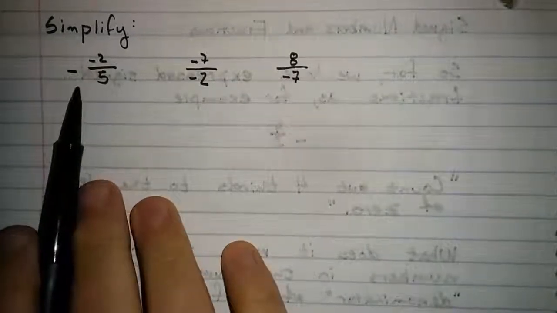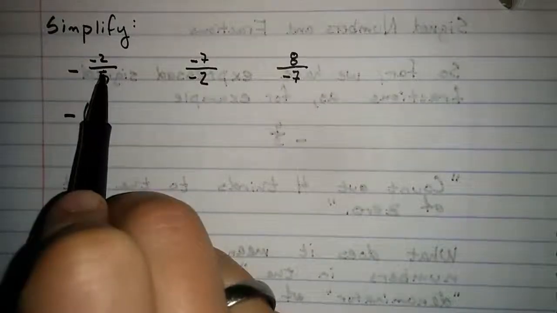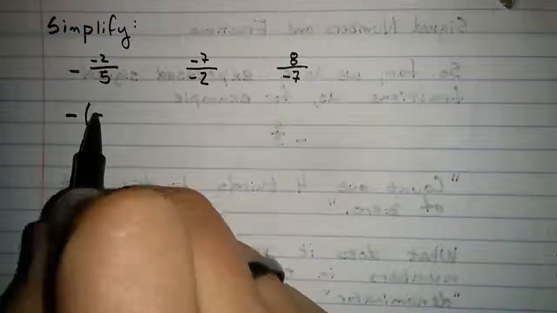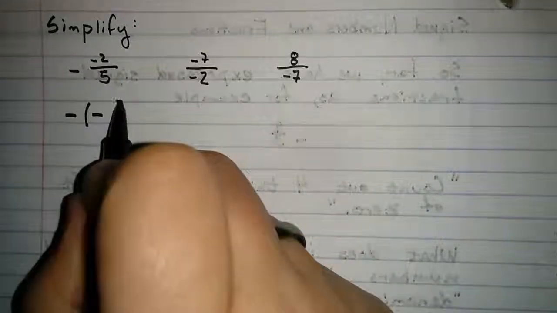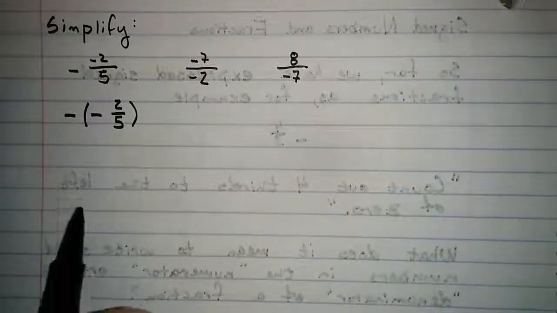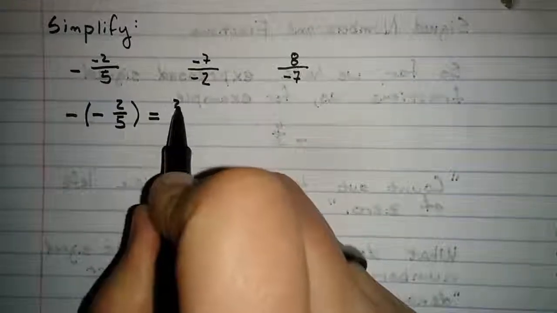Alright, so this negative sign out front means take the opposite. Negative 2 over positive 5. Negative divided by positive is negative. So it'll be negative 2/5. The opposite of negative 2/5 is positive 2/5.